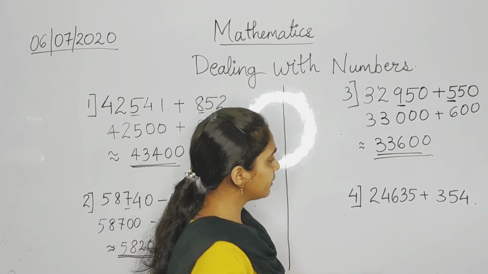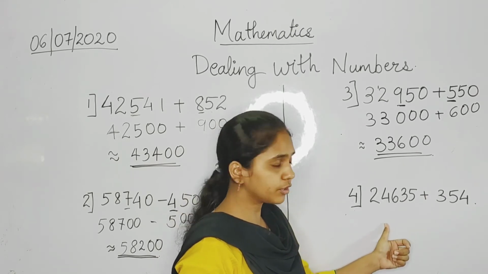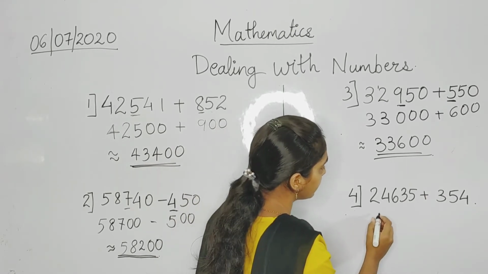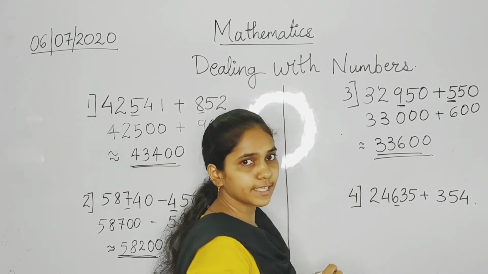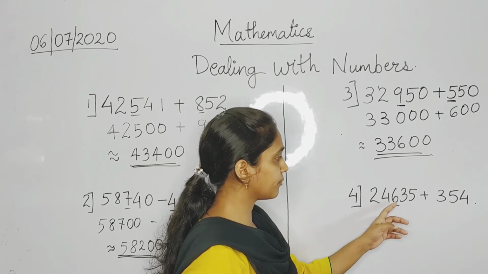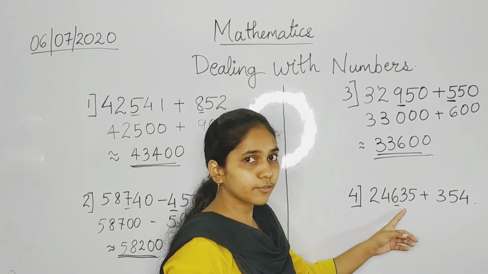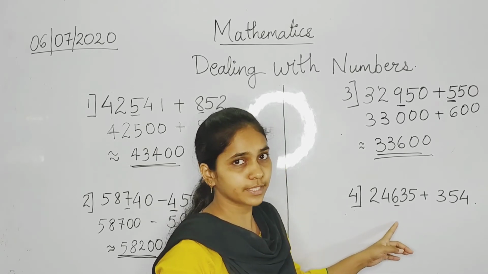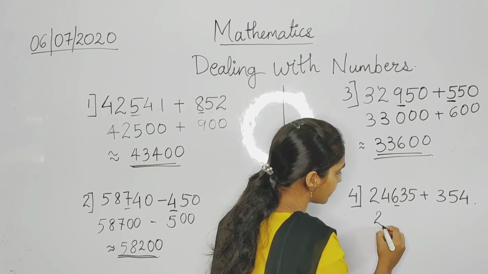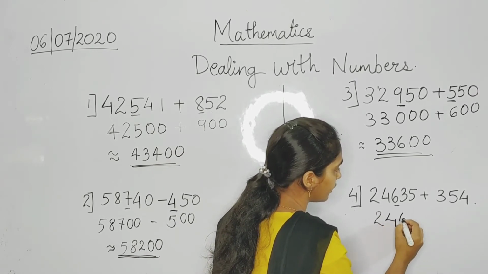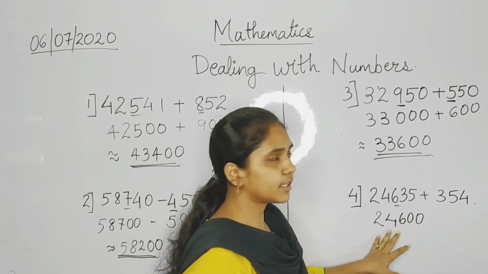In the fourth example, again we first look at the first number and round it off. In the first number, 24635, the number in the hundreds place is 6. After that we check the number which is after 6, it is 3, and 3 is less than 5. So we need not add 1 to the number 6. 6 will remain as it is. So this number after rounding off will be 24600. Okay, this is the rounded off number.